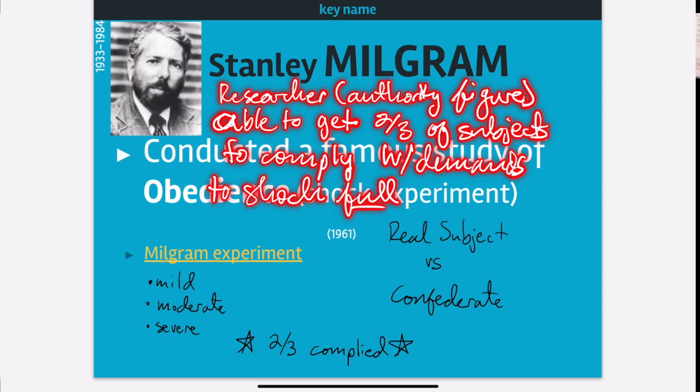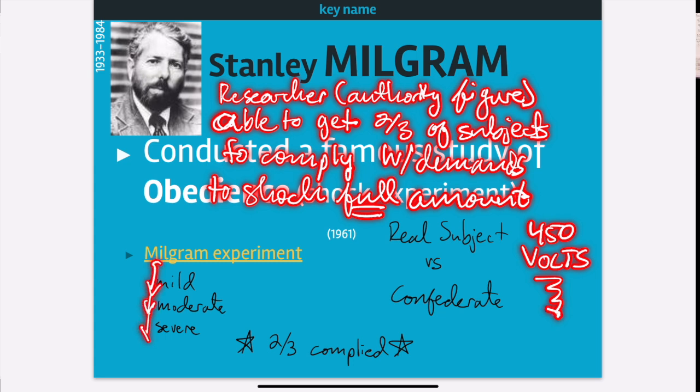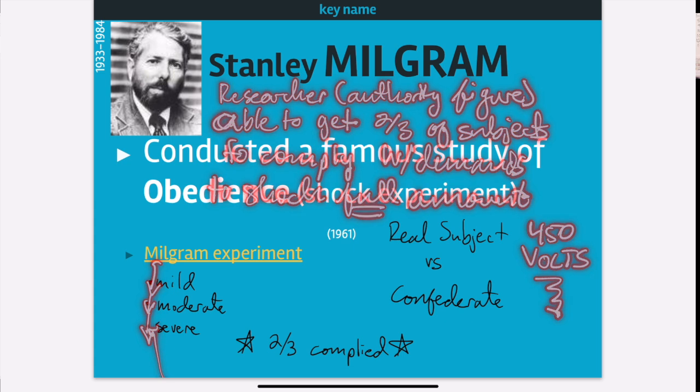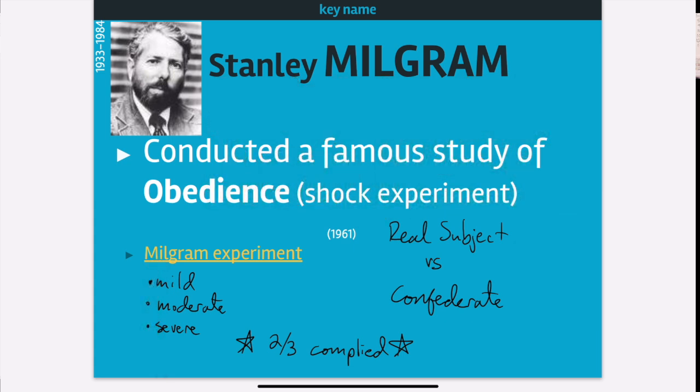So the experimenter tells you, you're going to be the teacher. We have some questions and answers. We want you to ask the questions to the student. And if he gets it right, awesome. If he gets it wrong, you need to shock him. And the shocks go from mild, moderate, severe. So you shock him when he gives the wrong answer, and each wrong answer that he gives is going to increase the level of shock.